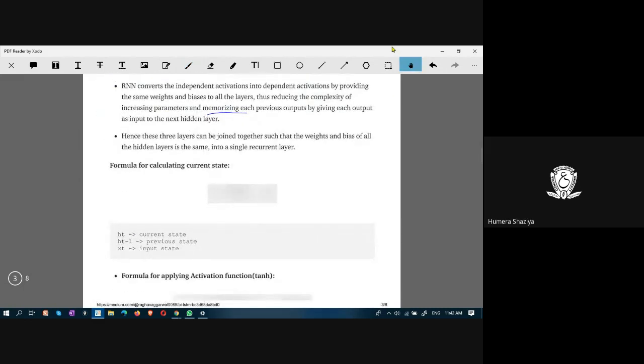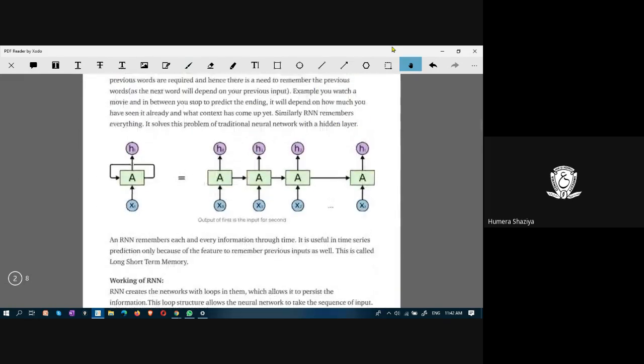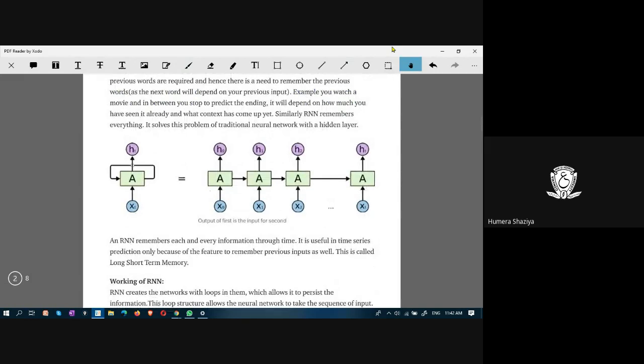Therefore, these three layers can be joined together such that the weights and bias of all hidden layers is the same into a single recurrent layer. You can say this is a single recurrent layer. If I say here W and U and V, then you will get same W, W, W, and here same U, U, U, U, and same V, V, V, V.